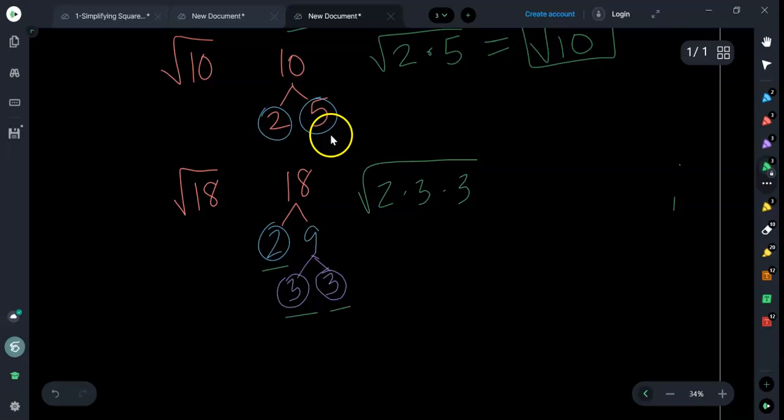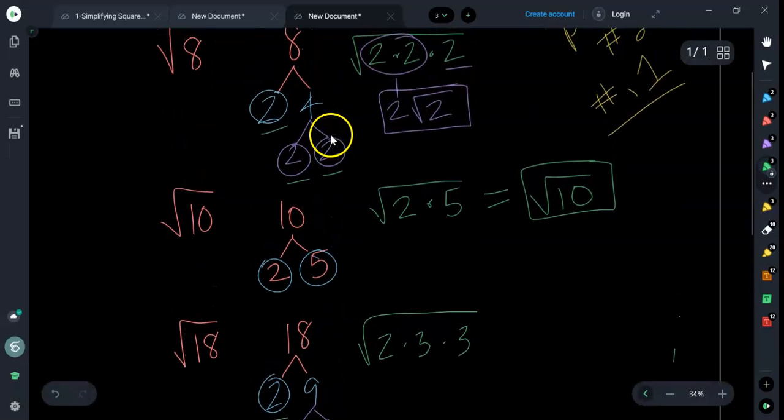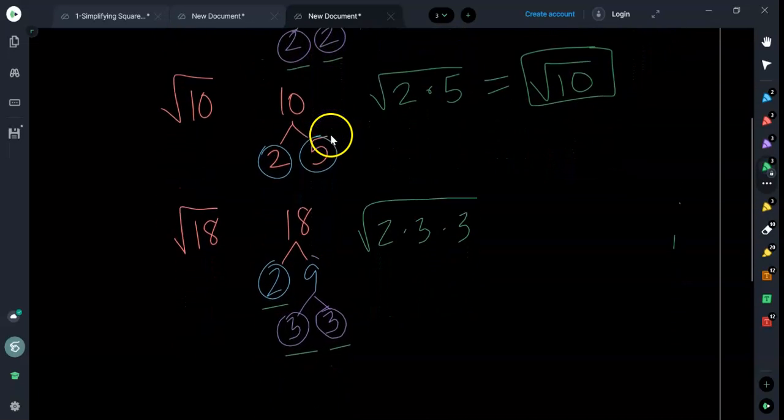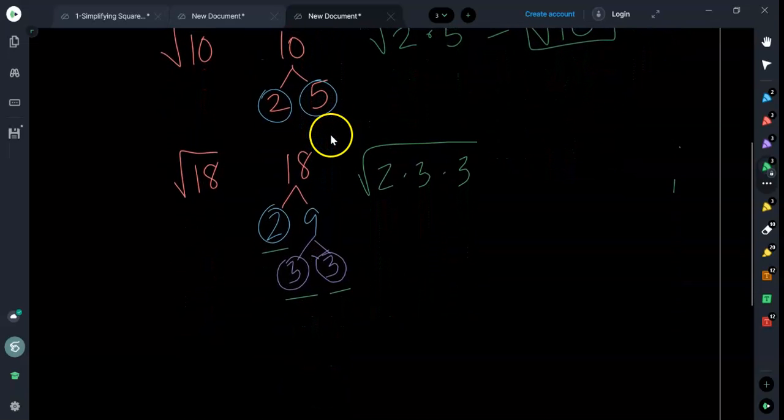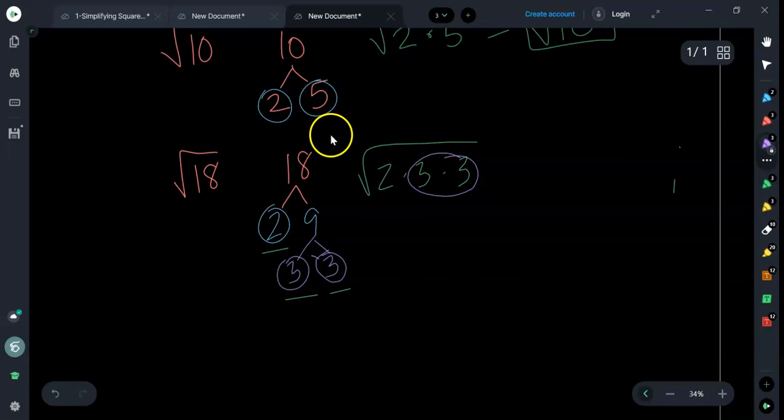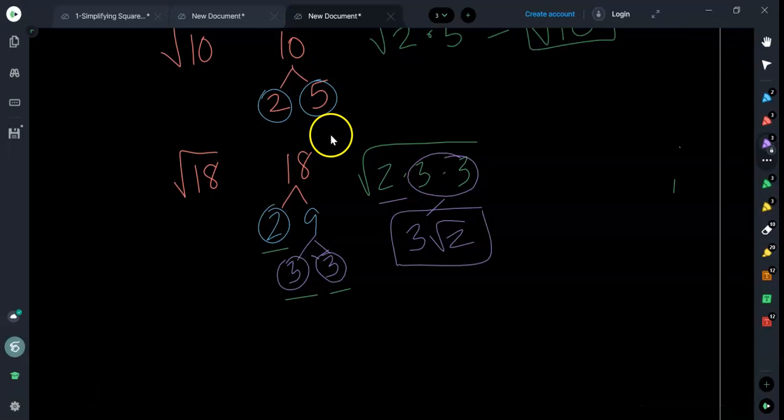And what we're looking for are buddies or partners or pairs, right? If you look up here, I was looking for pairs. I didn't have any pairs on 10. I did on 18. I'm looking for pairs. I have a pair of 3s. For every pair, 1 comes out. And then I've got that 2 underneath, which doesn't have a buddy. So 3 square root of 2 is the simplified form of square root of 18.